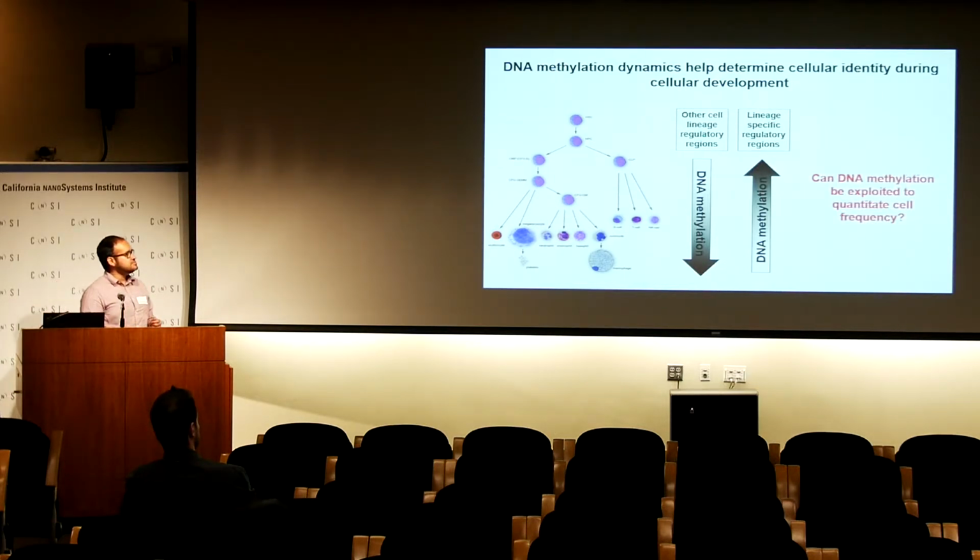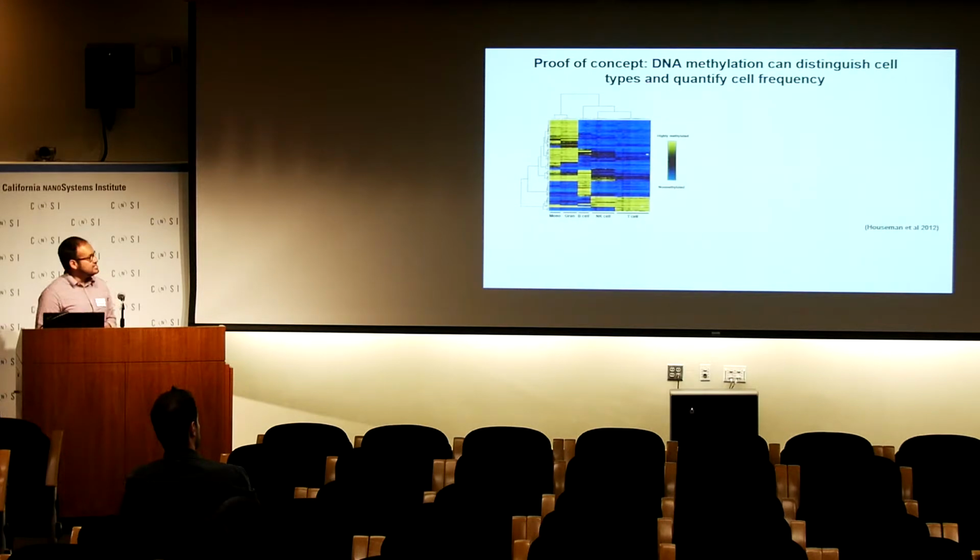And so can we exploit these DNA methylation developmental differences to quantitate cell frequency? As a proof of concept, Eugene Houseman has done this using DNA methylation arrays. He's shown here purified cell types. Each column here represents a different purified cell type, and the rows represent the amount of CpG methylation, with yellow being fully methylated, so 100% of those is methylated, versus blue is not methylated.